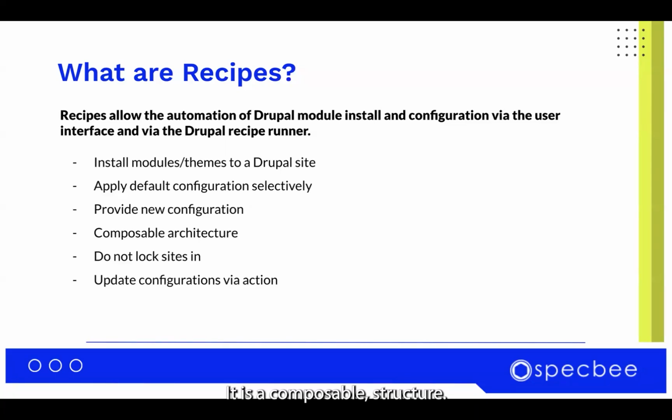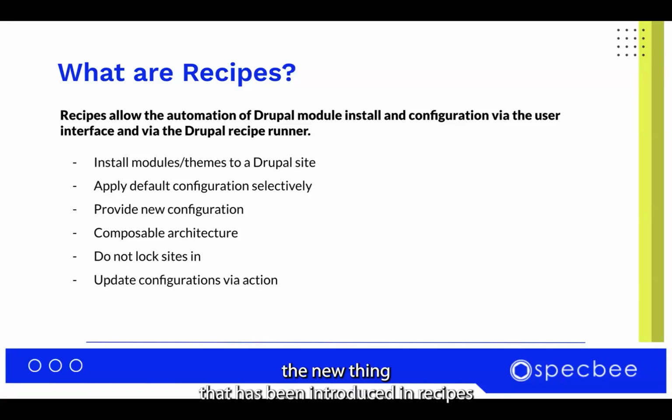There's a composable structure. By composable, I mean you can define a recipe that can be used in some other recipe. You can have a dependency on some other recipe, and it doesn't lock your site in. A recipe can be added at any point in a project timeline, whether the site was installed via any installation profile or distribution. It can be applied to a Drupal website, and that's its job. After that, you can safely remove that recipe.